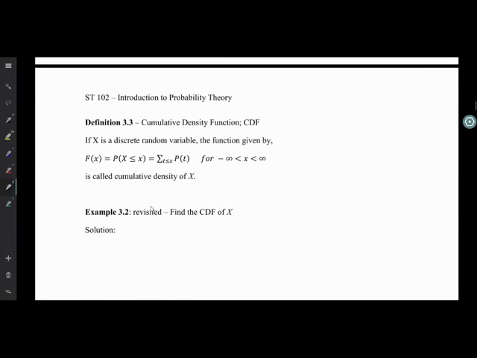Now let's see how to get the cumulative density function, usually denoted as CDF. If we have a random variable capital X, the cumulative density function, which we denote as capital F(x), is the probability that the random variable X is less than or equal to x, which means you add up the probabilities of X all the way up to a certain value assigned for simple x. So we add all the probabilities together. That is called the cumulative density function.